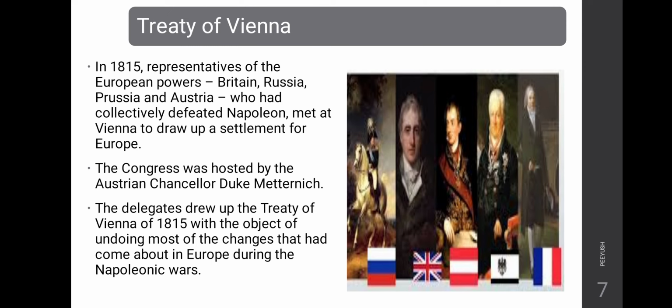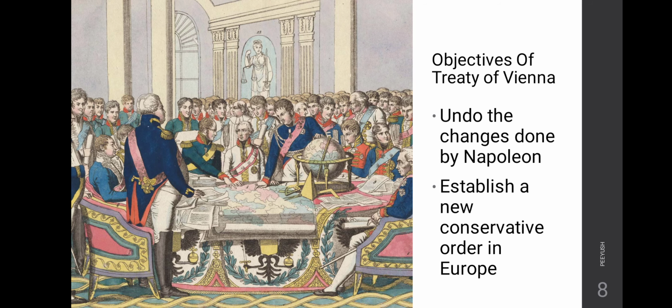So the purpose of the Treaty of Vienna was simply to keep everything in order, and it worked on the basis of two objectives. The objectives of the Treaty of Vienna: there were two prime objectives. First, to undo the changes done by Napoleon. Whatever changes had been done by Napoleon had to be undone. And the second thing, establish a new conservative order in Europe. So everywhere it was about promoting conservatism, monarchies, or kingship.